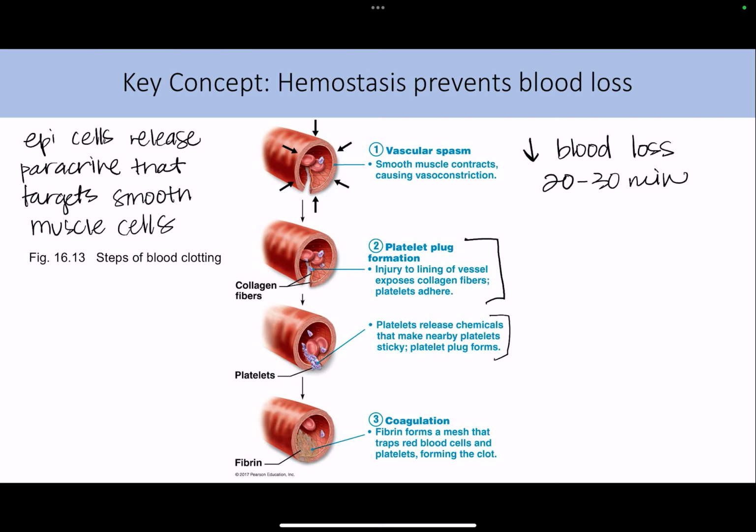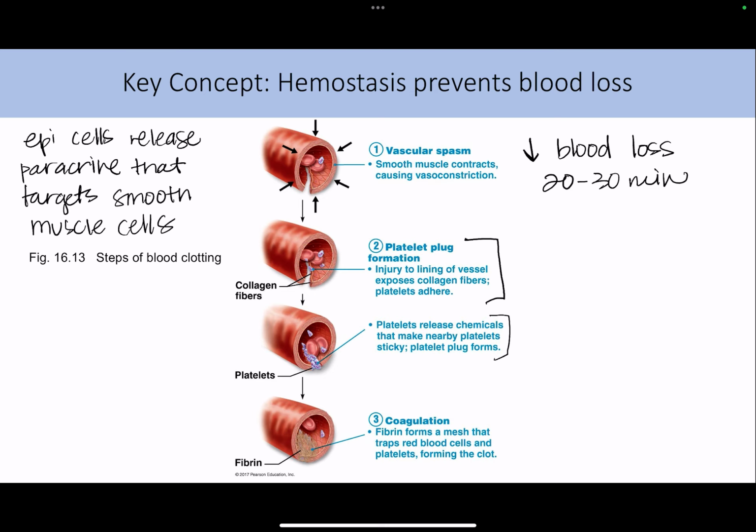Okay, and what kind of feedback mechanism does that represent? It's going to be positive, because you're going to increase the amount of platelets, and then increase the amount of chemicals, and then increase the amount of platelets again, which increases the amount of chemicals, and so on and so forth until the clot is formed. That's going to be a positive feedback. Okay, so that's the platelet plug formation.